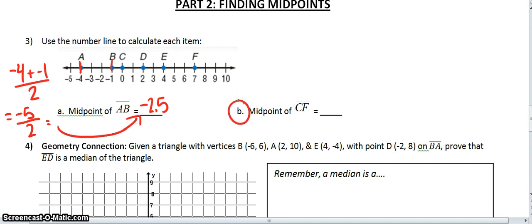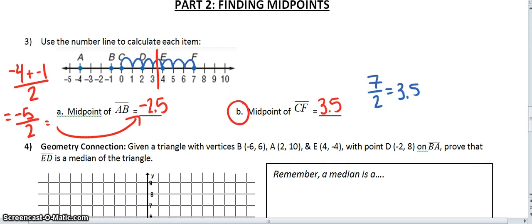I want you to try CF on your own. Go ahead and pause the video. Okay, you should have got 3.5. I'll give you a couple ways to think about this. 1, you can count. So this one has to go 1, 2, 3.5. This one also goes 1, 2, 3.5. So that's in the middle, and that's 3.5.